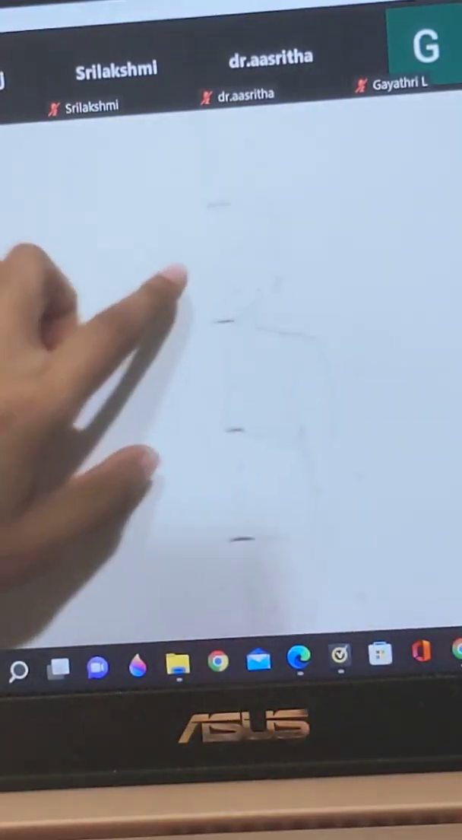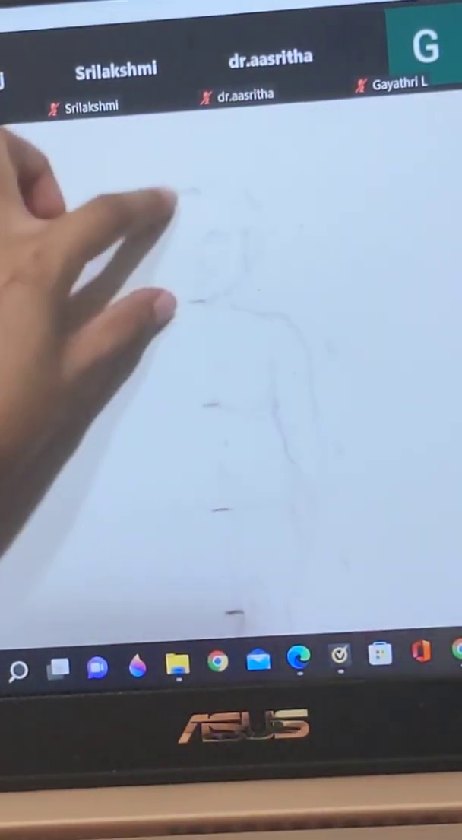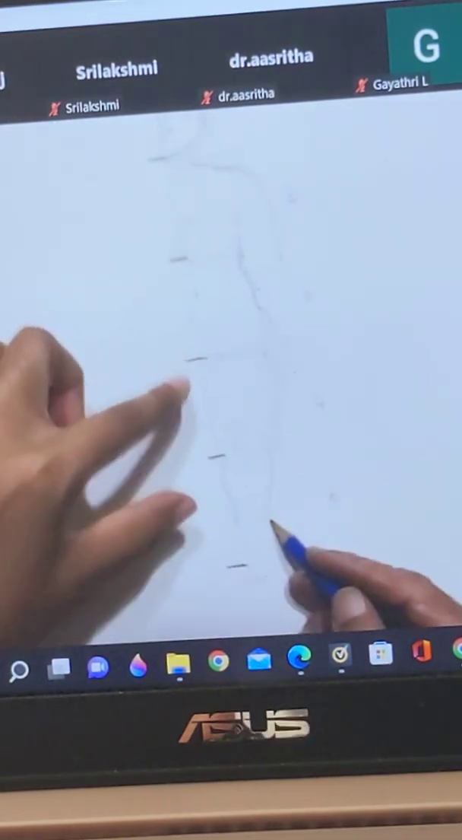Okay, so I have written the numbers here for your clarity. This is 1, 2, 3, 4, and 5 heads.